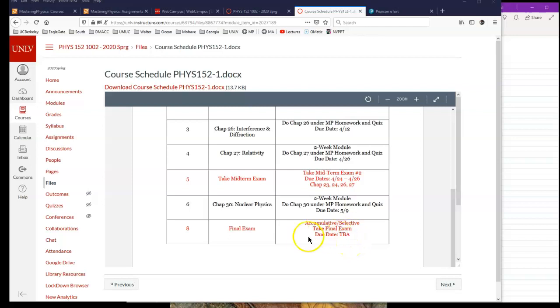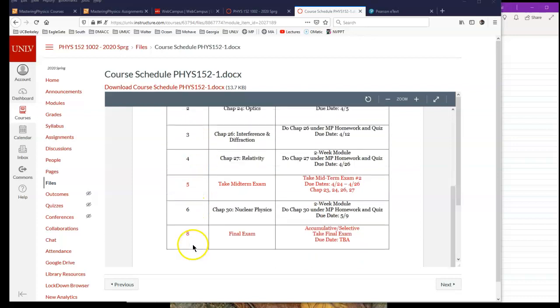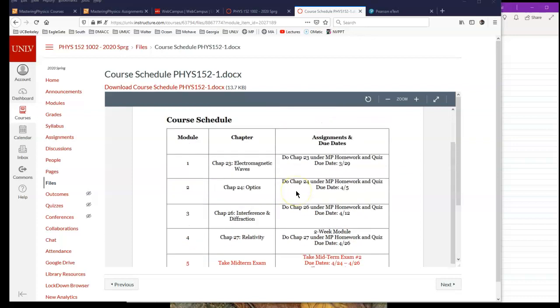Okay, and that's it. And by the way, I mistyped the numbers here. So 1, 2, 3, 4, 5, 6, 8. So there should be 7 here. Module 7.